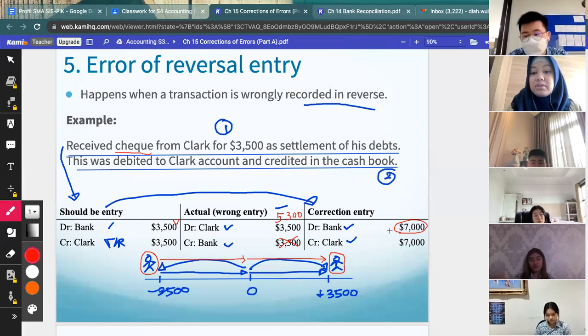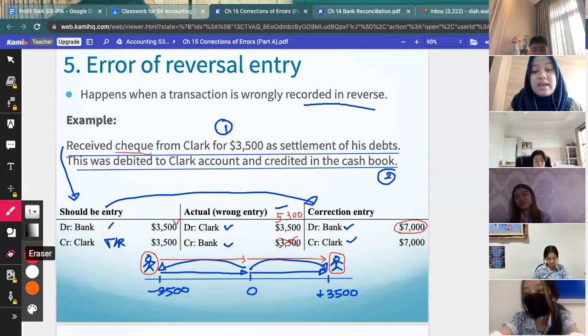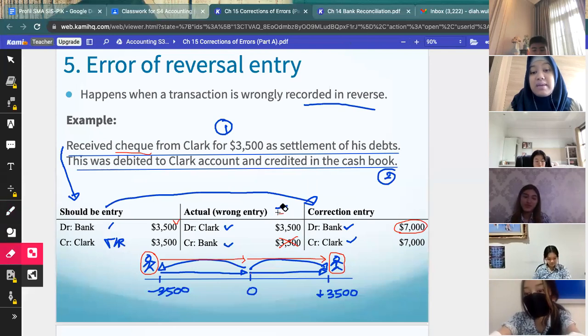Because I have to put 5,300 to cancel what I wrote before, and I have to add 3,500 for the right amount. So once again, if you meet a reversal entry and the amount is the same, you have to double it. But if the amount is not the same, you have to add both amounts, 3,500 and 5,300. But that is only when it happens.